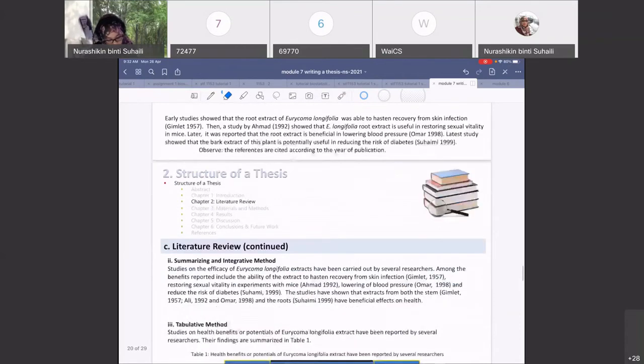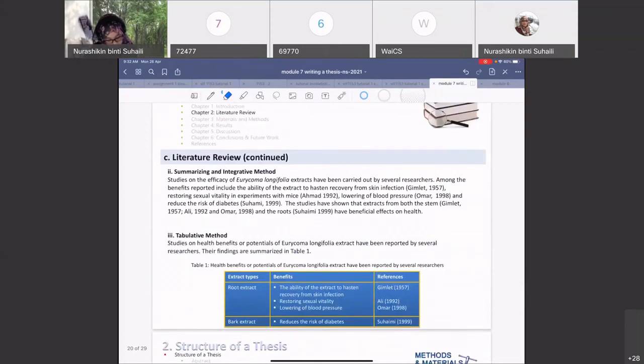But the more common way is summarizing with an integrative method. Okay, this one is like, as I said first, you go by subchapters, and in those subchapters you go for the points that you're looking at. So you just have to summarize based on the points. Yeah? Summarizing with an integrative method.